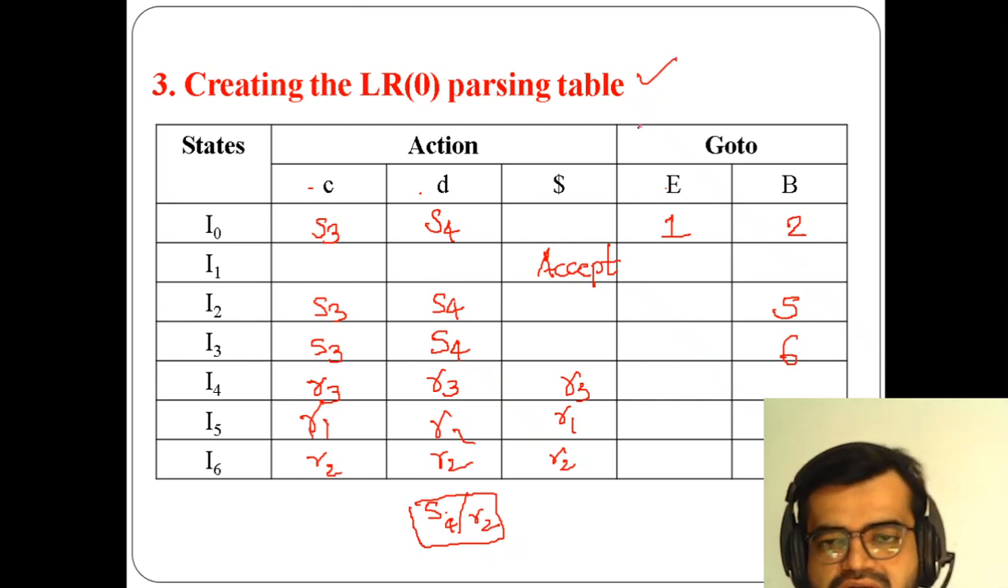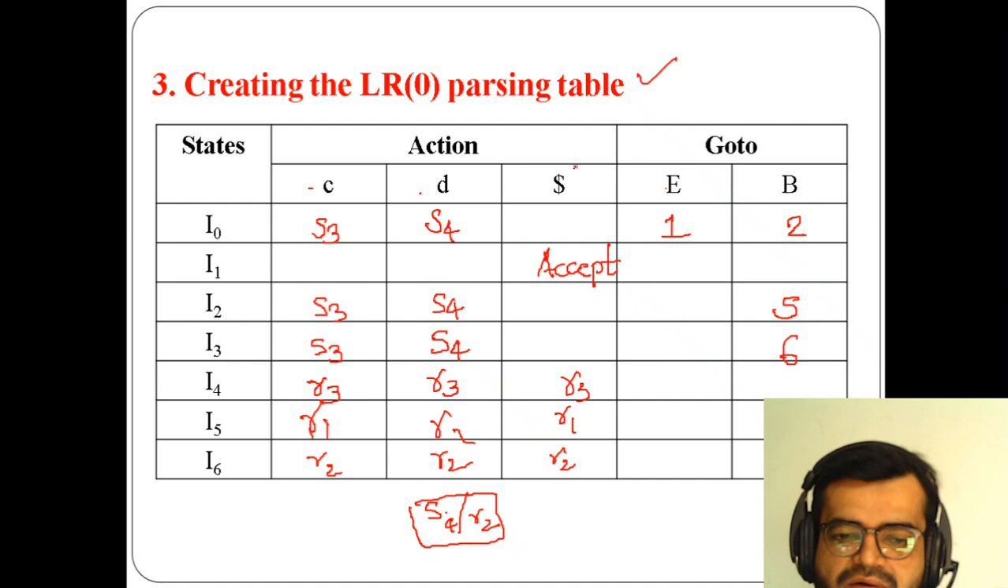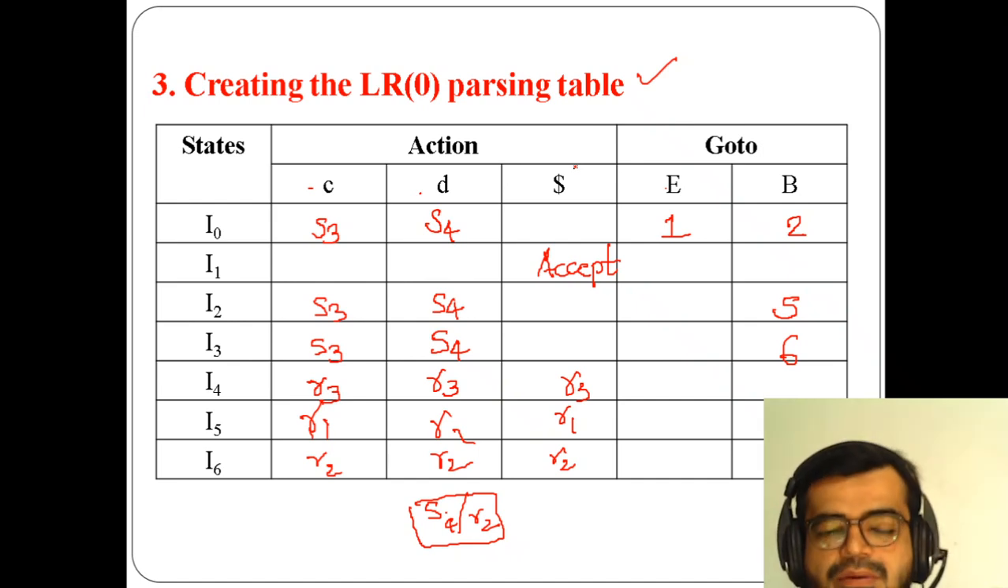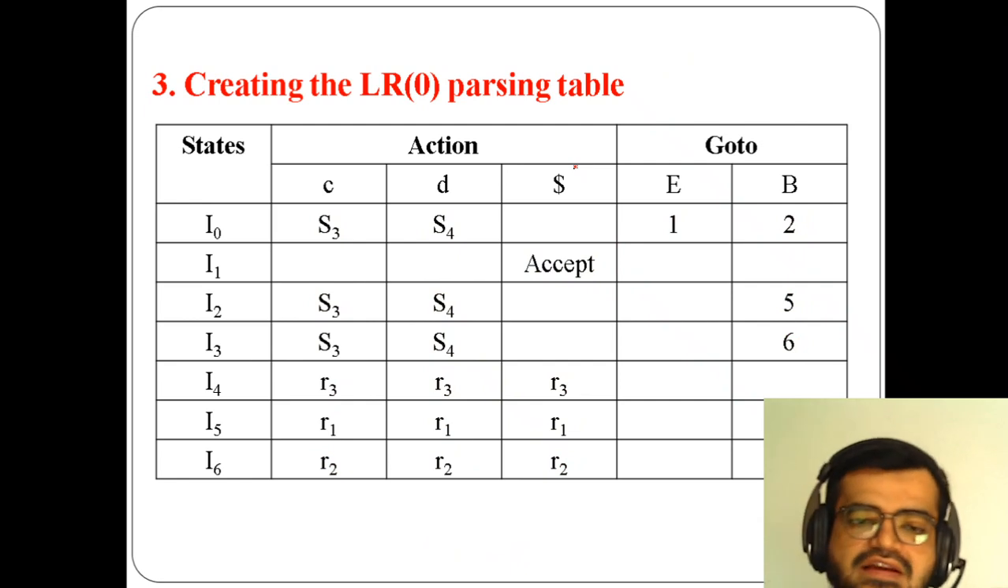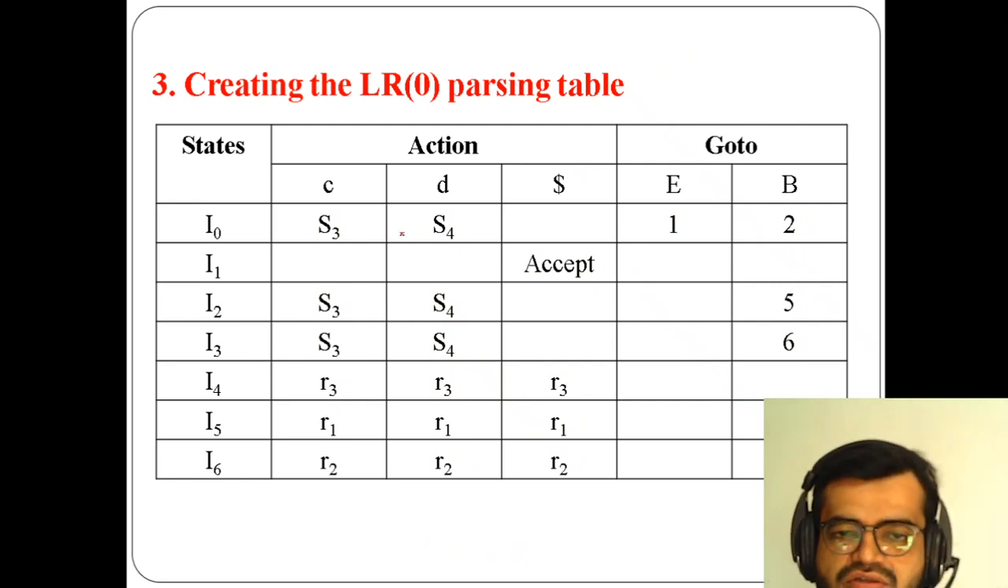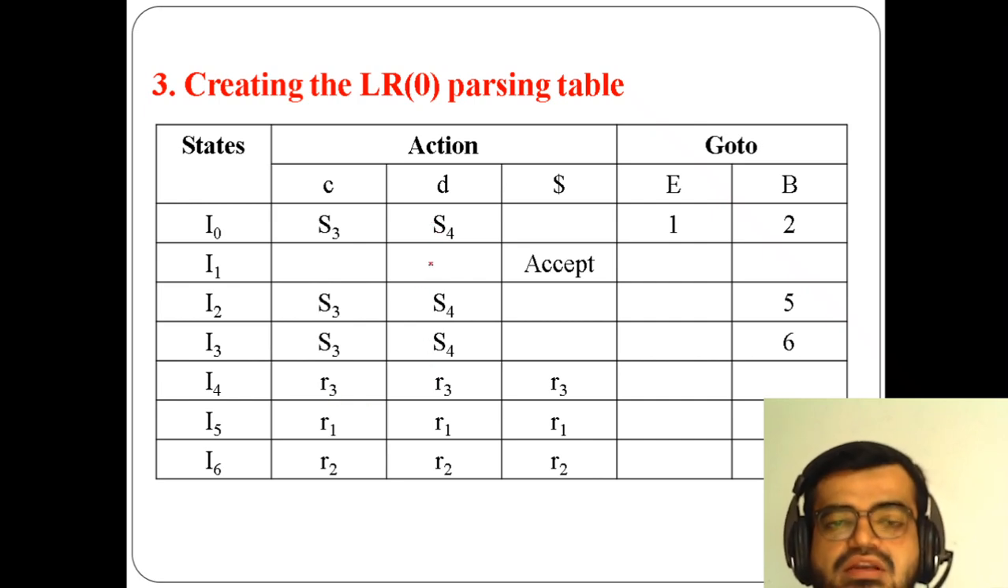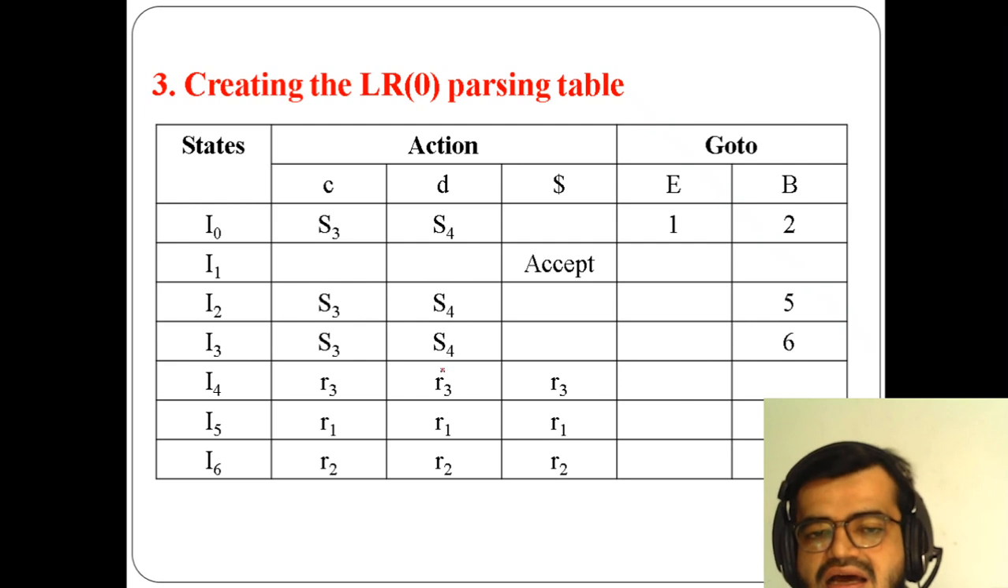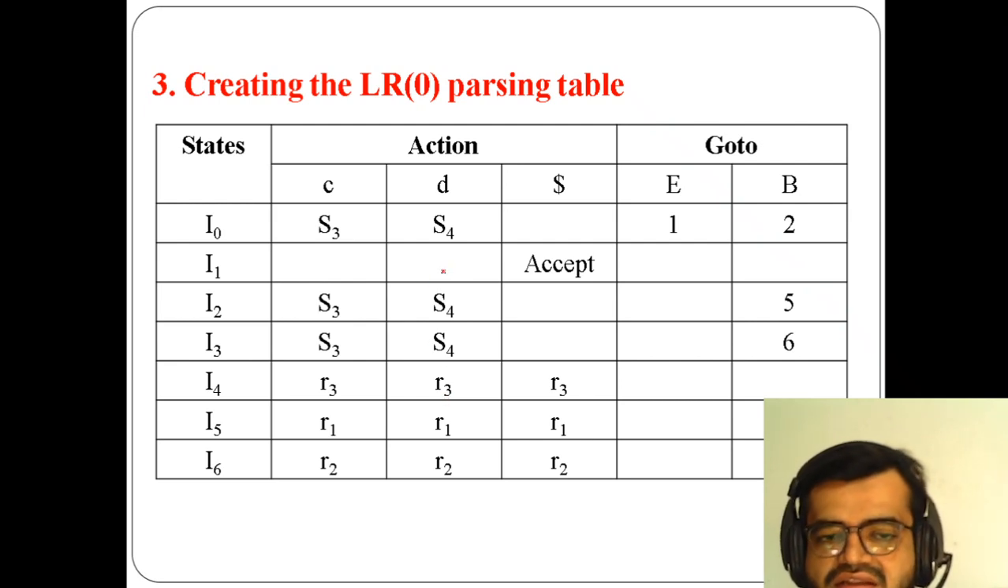So as you know, it is LR(0) grammar, so you can perform stack implementation as well as draw the parse tree. That's why this is the actual one. So here you may find this. In each and every box, you can find only either S or R. I mean shift is there or reduce is there.